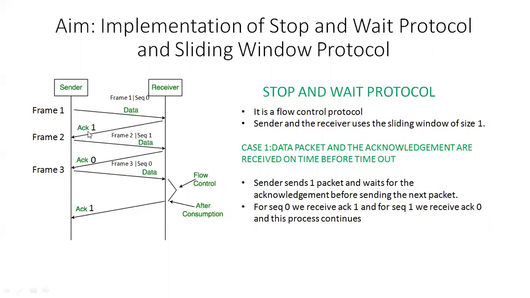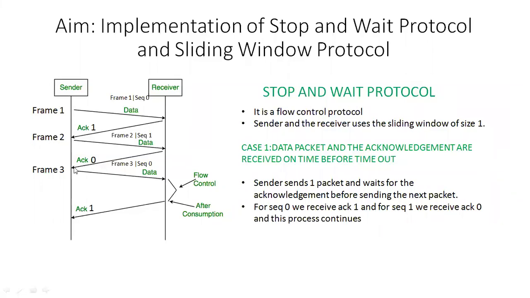Once acknowledgement number 1 reaches the sender, it understands that the frame which was sent has been received, and it gets ready to send the next frame. So now frame 2 is sent with the sequence number 1. Once the receiver receives the sequence number 1 frame, it sends the acknowledgement, and this acknowledgement will have the number 0, telling that the frame with sequence number 1 has been received and it is now ready to receive the sequence number 0.